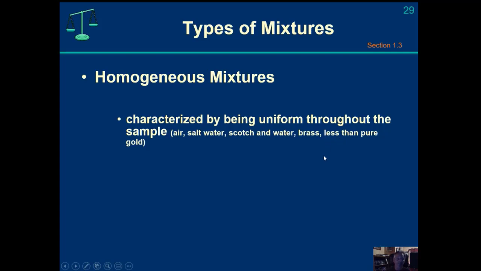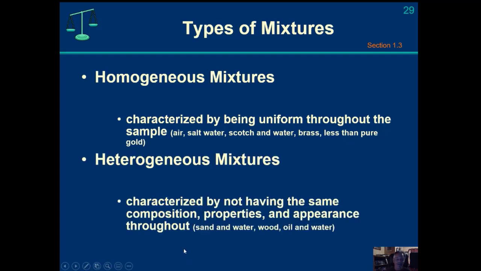It mixes everything up. Heterogeneous mixtures are characterized by not having the same composition, properties, or appearance throughout. Sand and water. Wood is a solid heterogeneous mixture. Oil and water, as in your salad dressing, those two do not mix together. If you let the salad dressing settle, you're going to see the oil on top because it's less dense, and we said in the earlier lecture that less dense substances will float on more dense substances, and water is more dense than oil, and so the oil will float on top.